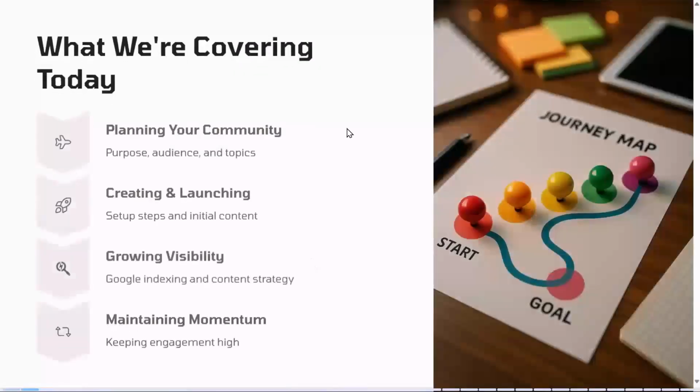Here we go. Right. What are we going to be covering today? We're going to be looking at the purpose, the audience, and some of the topics that you can put in, so you can pre-plan for launching your community and what's going to be happening. We're going to look at creating and launching the community, the steps involved in this, certainly within the platform itself. We're going to look at growing your visibility by using a public community on the Zenler platform. So Google indexing, and that lends itself towards a bit of a content strategy. You need an idea of what you're going to be doing because it is going to be visible outside of your environment. And then maintaining some of that energy, keeping the engagement and the momentum going.